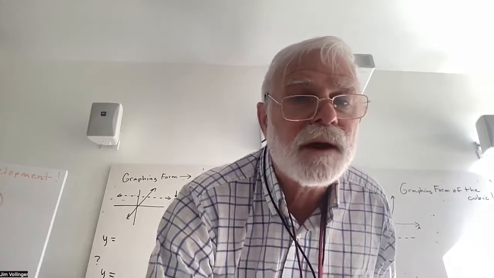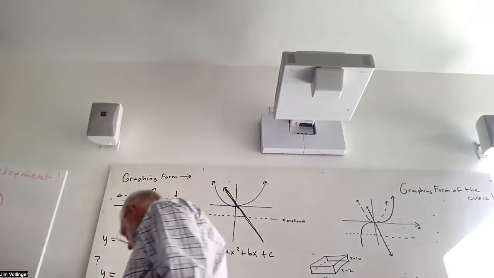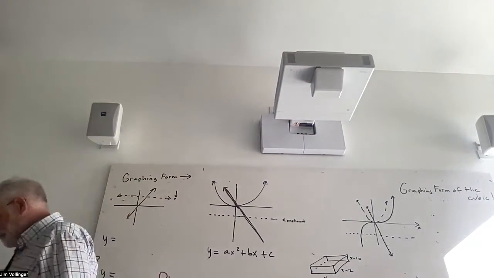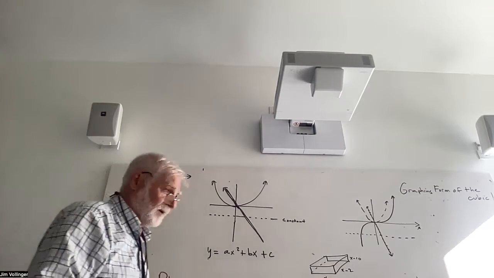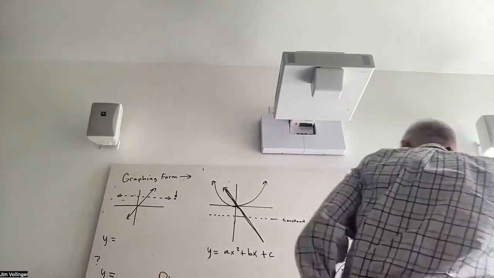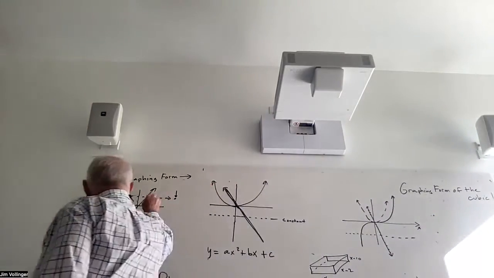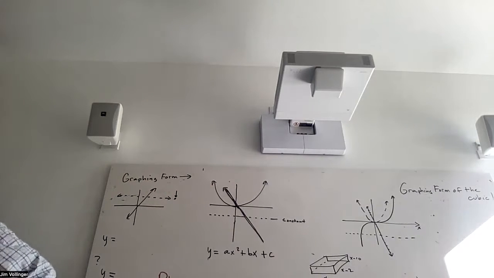Big screen here. All right. So what's a graphing form? This out of the way for now. I got a marker. Yeah, I got a marker. All right, so that's a graphing form. That's the first one you probably encountered back in Algebra 1.